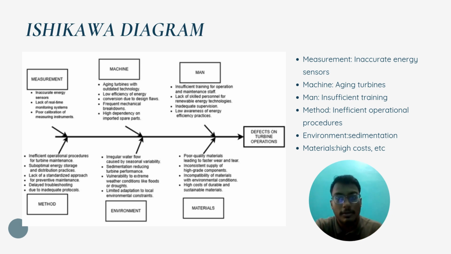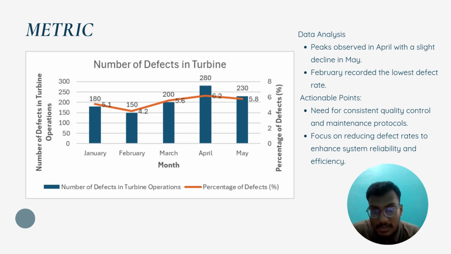system reliability. Metric analysis. This bar graph illustrates the trends in turbine operation defects over 5 months. In January, we observed 180 defects with a 5.1% defect rate, which dropped to 150 defects in February, the lowest. However, the defects rose to 200 in March and peaked in April with 280 defects and a 6.2% rate. In May, defects decreased to 230, but the defect rate remained high at 5.8%.